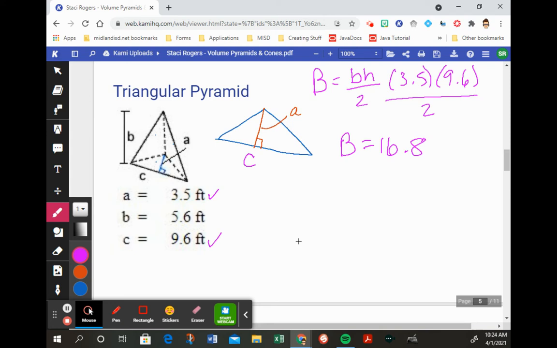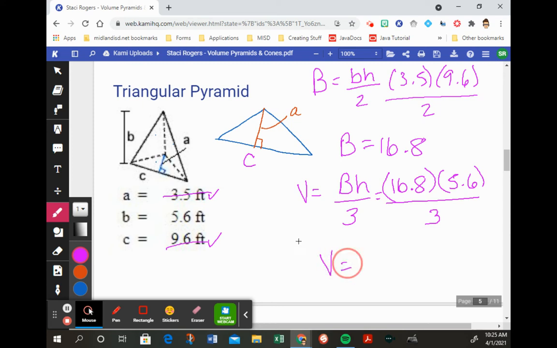All right. Now I'm going to find volume. Volume equals big B times H divided by 3. So I take the 16.8 times the H, the only number left is the 5.6. Divide all of that by 3. I get 31.36. So volume equals 31.36 cubic feet.